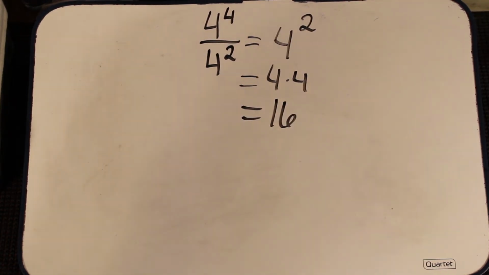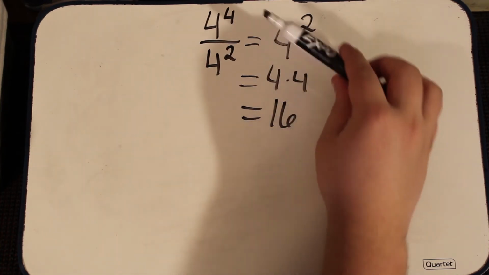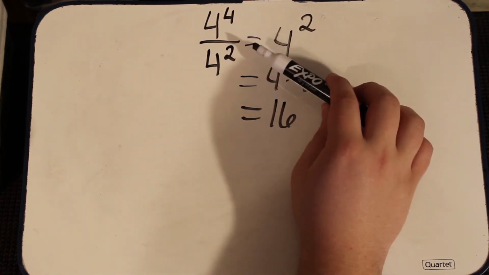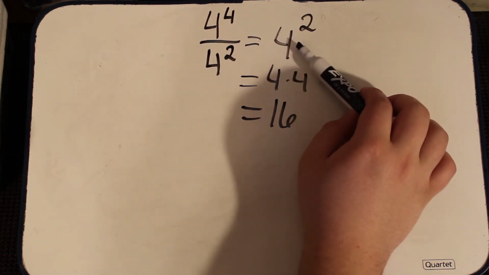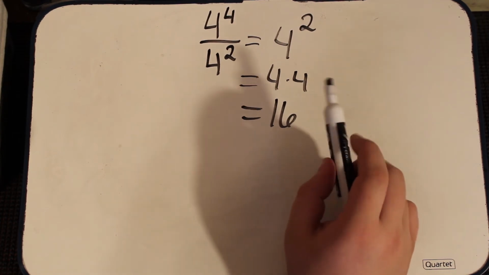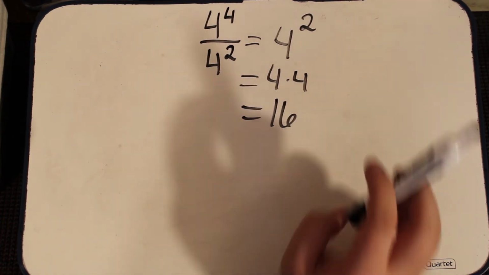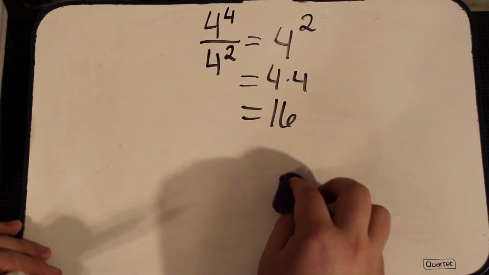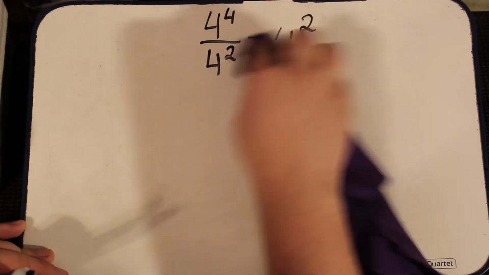which would be 16. So let's take it back. We had 4 to the 4th power divided by 4 squared, and we simplified it down to just 4 squared, which we know is 4 times 4, which is 16. And you can do this process for any like base division problem you have. So why don't you try one on your own?